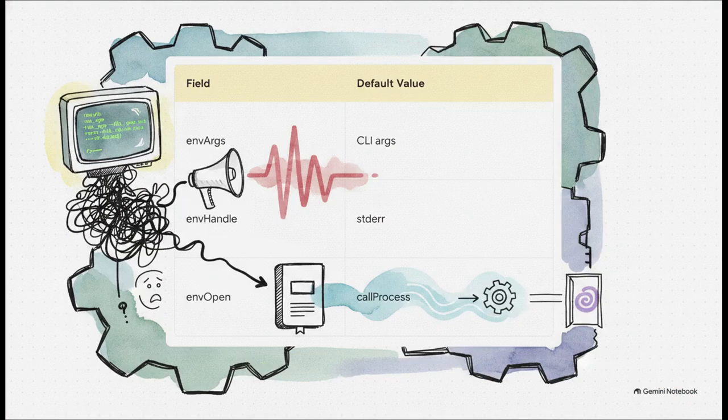Okay, enough theory. Let's actually step down into the concrete syntax. To pass our environment implicitly, we first have to define what that environment actually is. Here we have the AppEnv data structure, and it contains three key shared fields. First up is envArgs, which captures the original arguments from the command line interface. Next is envHandle. This is the output handle, which defaults to standard error, or stderr, making it absolutely perfect for logging and debugging. And finally, we have envOpen. This is the actual function used to open the generated ebook file, defaulting to callProcess. So this single structure holds everything our app needs to know about the outside world.